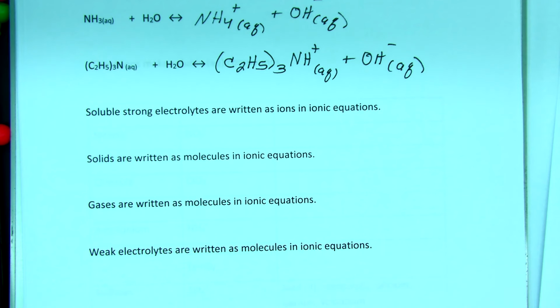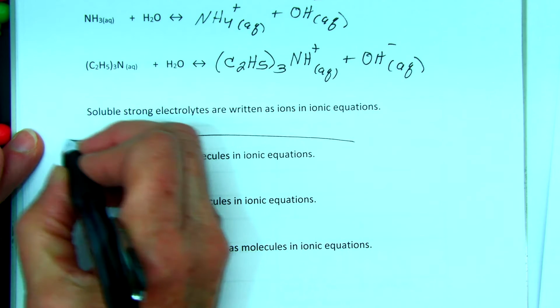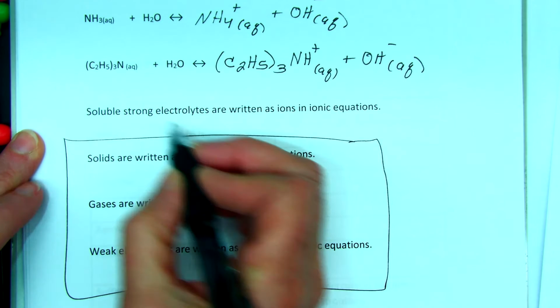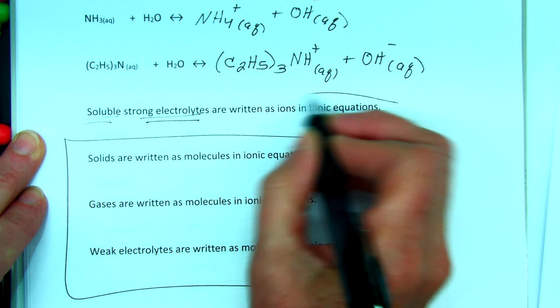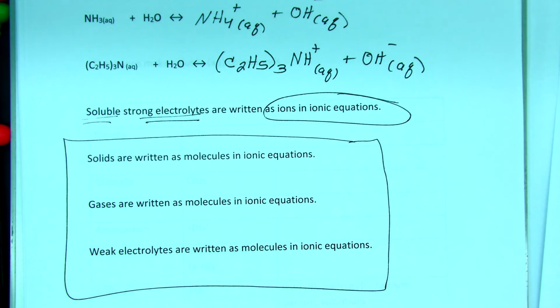So now when we're looking at these, soluble strong electrolytes are written as ions in ionic equations. Solids are written as molecules in ionic equations. Gases are written as molecules in ionic equations, and weak electrolytes are written as molecules. So the only thing that gets broken up is things that dissolve readily that are strong electrolytes, and we write those as ions. Everything else gets written in the molecular form.